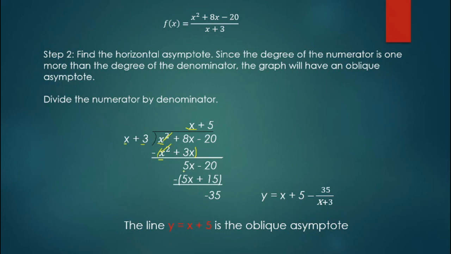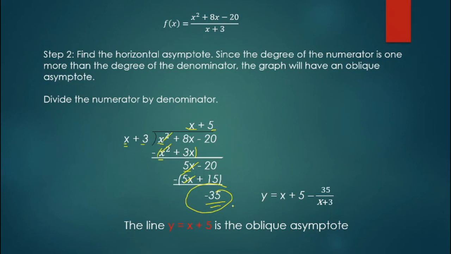Again, yung ating first term dito, i-divide sa first term nito. So, meron tayong 5x divided by x, that would be positive 5. And then positive 5 times x, that is 5x, and then 5 times 3, that is positive 15. So, minus lang. So, 5x minus 5x, wala na siya. And then, negative 20 minus 15, that is negative 35. So, ito, remainder na siya.